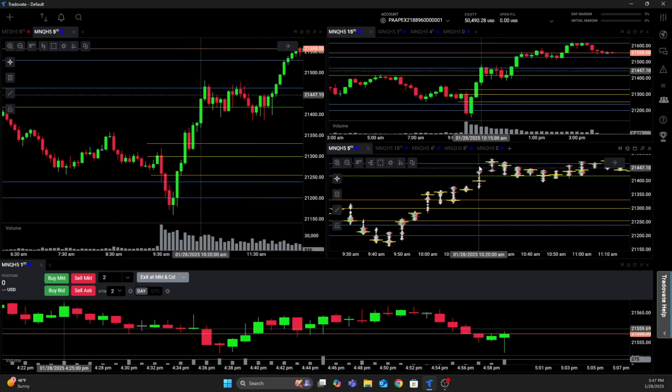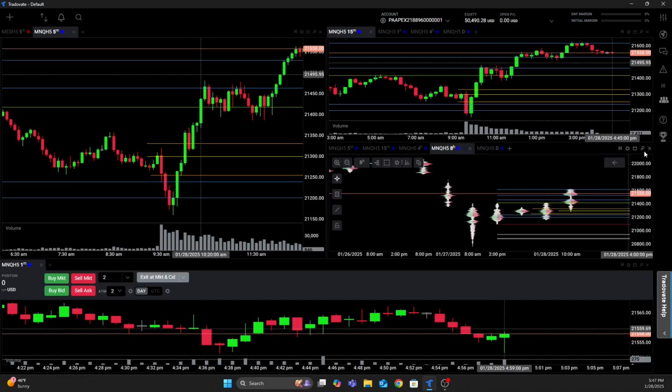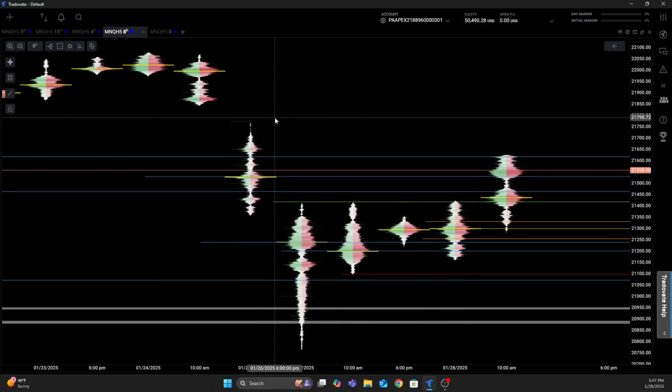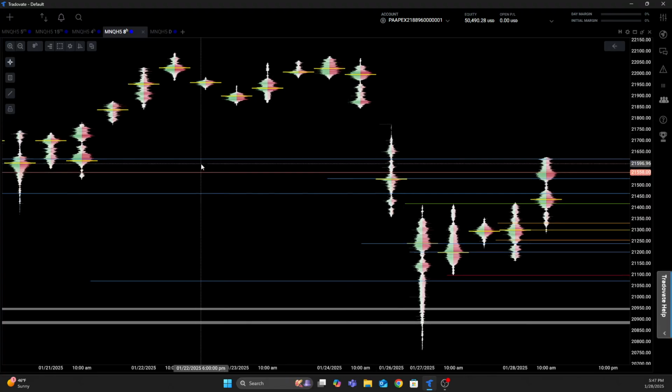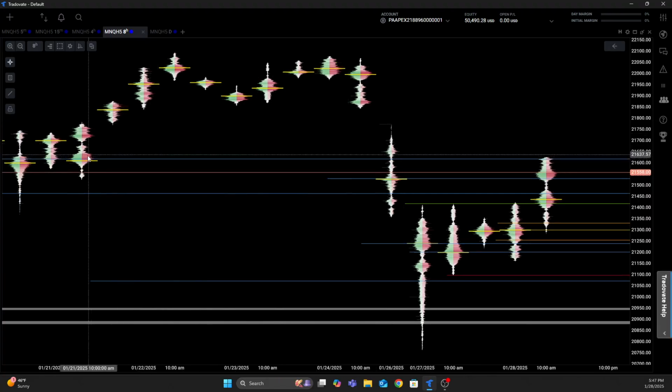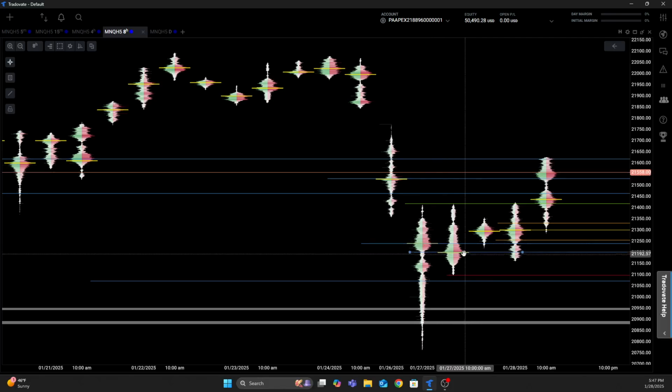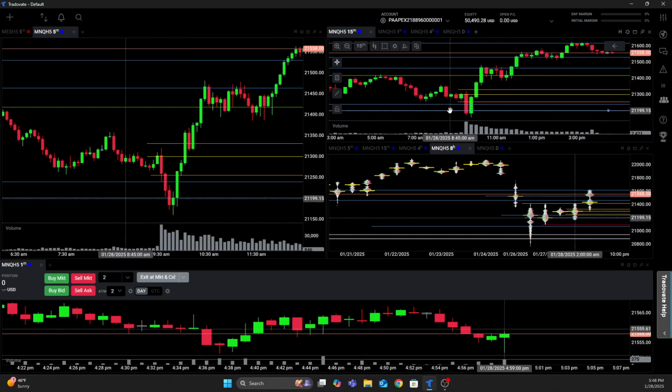The blue levels are all derived from the point of control of 8-hour candles. So you can see this level here. There's a level above from previous price action. We have this level here from the 8-hour candle point of control as well. And what that's looking at is the price at which the most volume transacted in that 8-hour period.